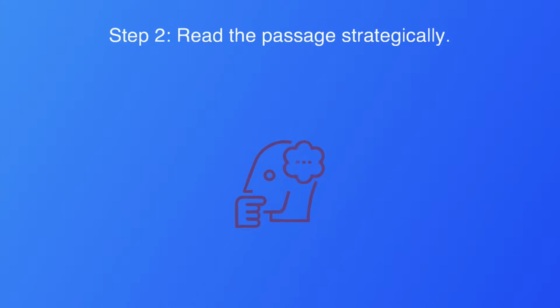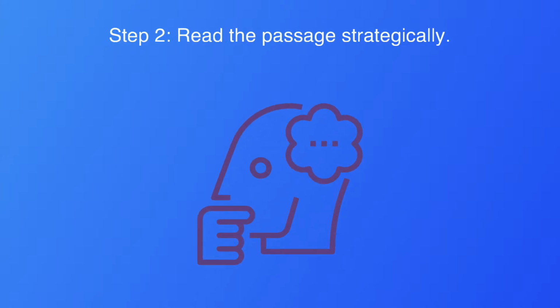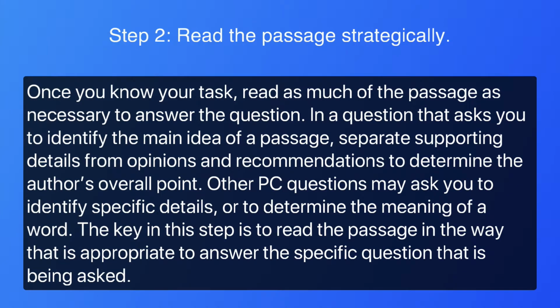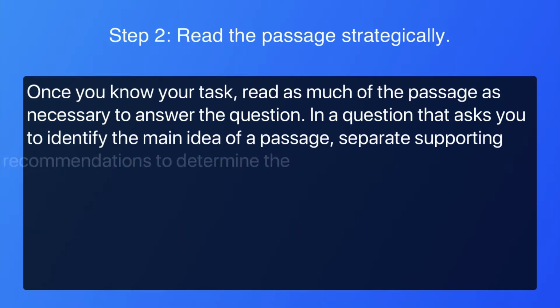Step 2. Read the passage strategically. Once you know your task, read as much of the passage as necessary to answer the question. In a question that asks you to identify the main idea of the passage, separate supporting details from opinions and recommendations to determine the author's overall point. Other PC questions may ask you to identify specific details or to determine the meaning of a word. The key in this step is to read the passage in the way that is appropriate to answer the specific question that is being asked.